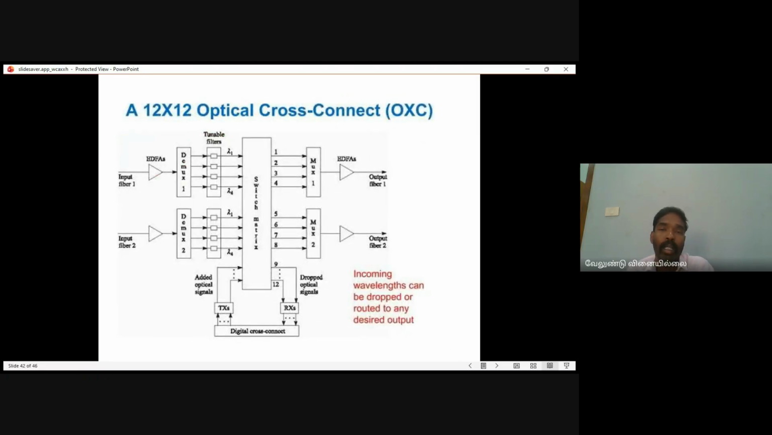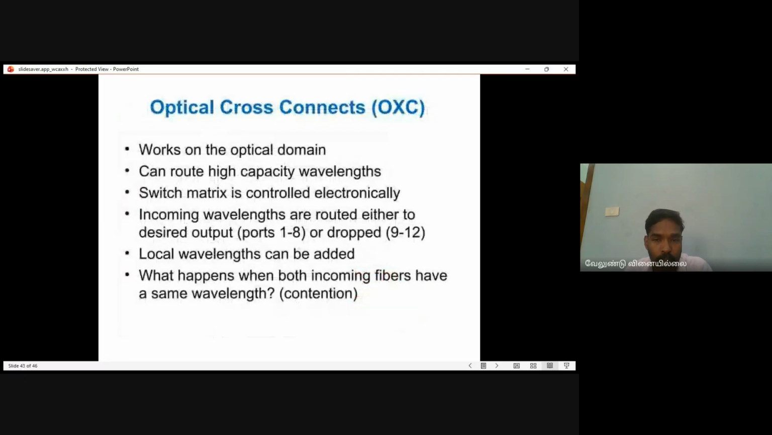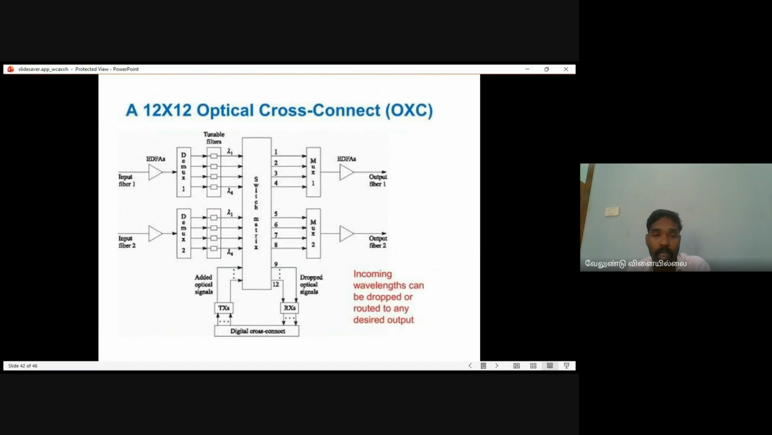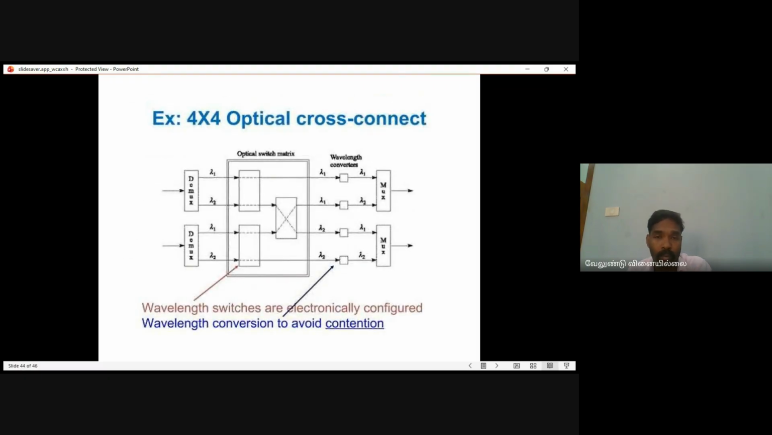This is the optical cross connect. Already we discussed those things in our second class or so. Here this is a 12x12 optical cross connect. This is how it works. In the optical domain, it can route and do other things. So this is the optical cross connect. This is a 4x4 optical cross connect. The previous one is a general optical cross connect, but this is a 4x4 optical cross connect.